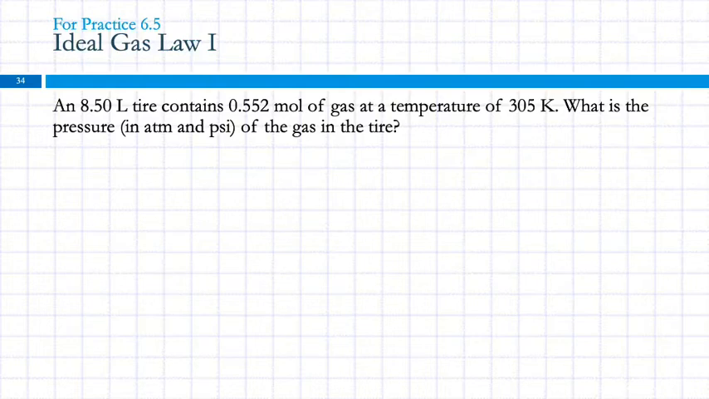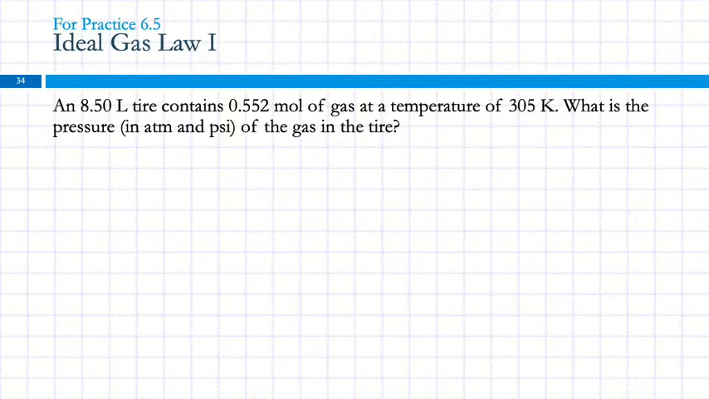So the ideal gas law, PV equals nRT, is used when we just have one set of conditions. So we'll have problems like this. An 8.5 liter tire contains 0.552 moles of a gas at a temperature of 305 Kelvin. What's the pressure in atmospheres and PSI of the gas in the tire? Now, sometimes we recognize, oh, this is an ideal gas law problem, which, given the title up here, we should be able to figure out.